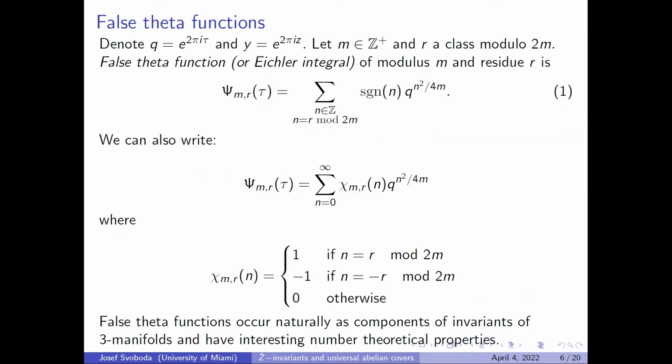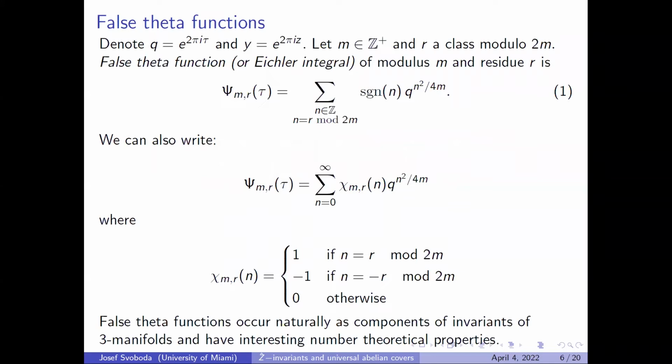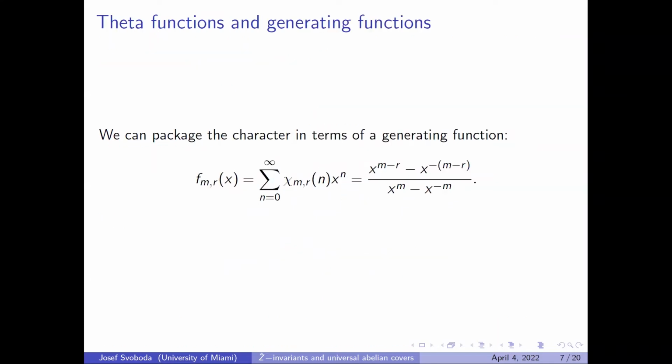When we write it in terms of this character, we can actually just forget about these quadratic terms, which are interesting for number theory, and we can just repackage this character in terms of a generating function. So instead of taking q to the n squared, we just take x to the n. If you compute this, it's very easy. You get x to the (M minus r) minus x to the negative (M minus r), over x to the M minus x to the minus M. So a very simple expression. If you want to study these functions, you can also just take a look at these generating functions or these characters.